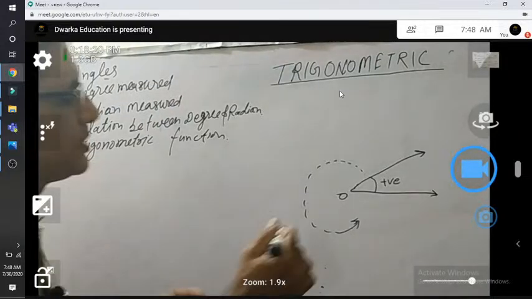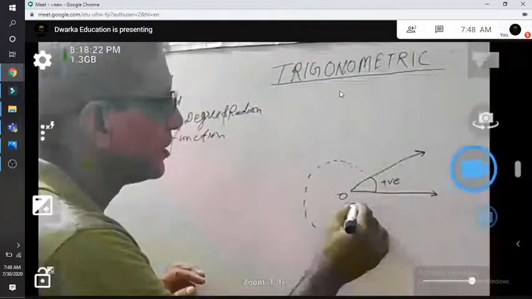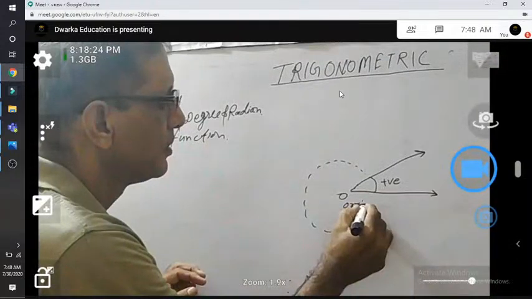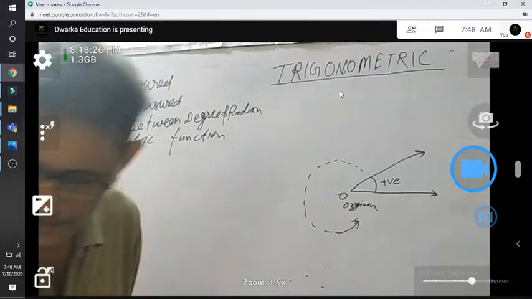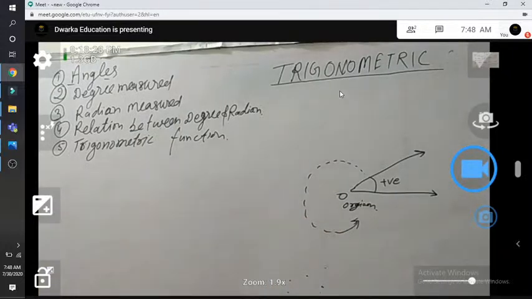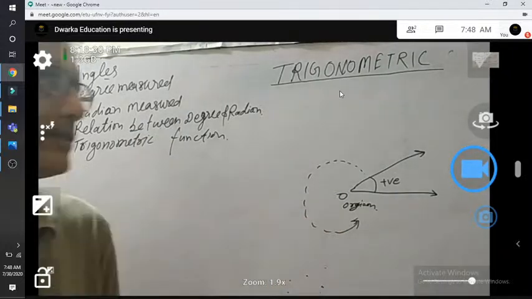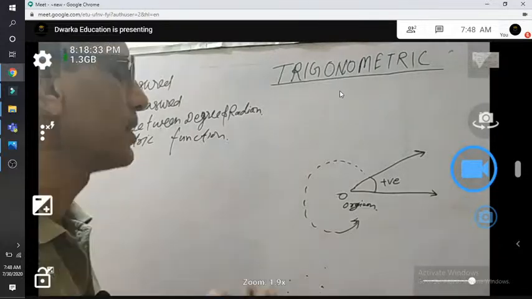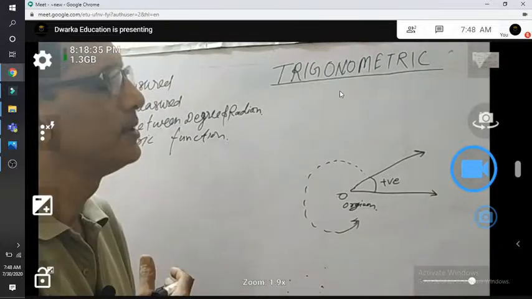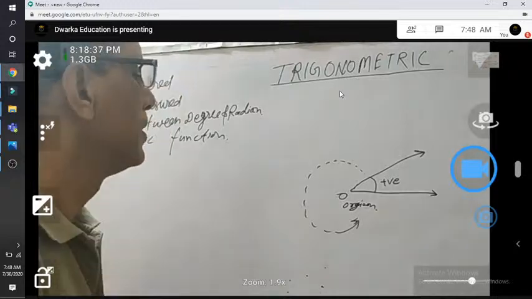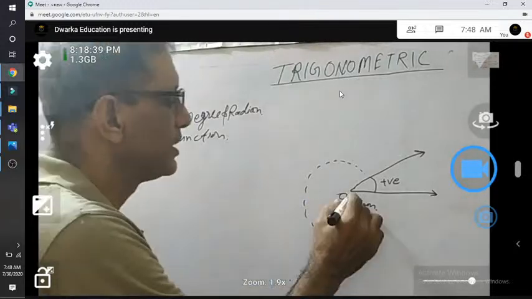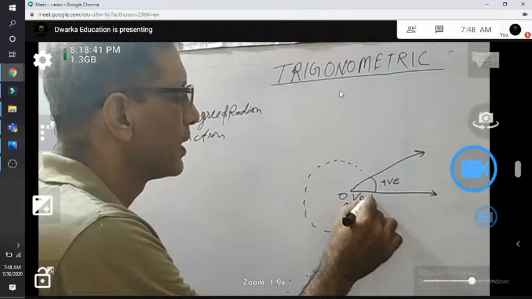And this point is called the origin or vertex. We call it the vertex and the origin of the point. The vertex is also called the vertex.